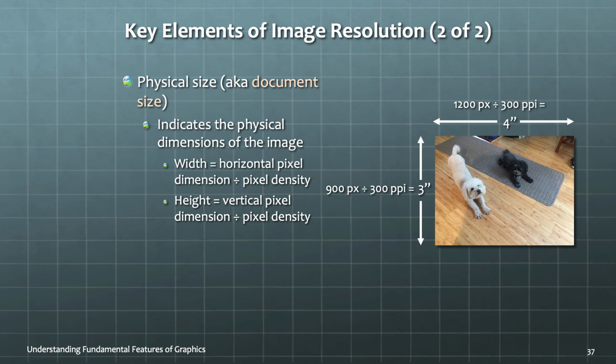You can see both of these calculations in the image here. The image is 1200 by 900, and the pixel density is 300 pixels per inch. That gives you a 4-inch by 3-inch physical size.